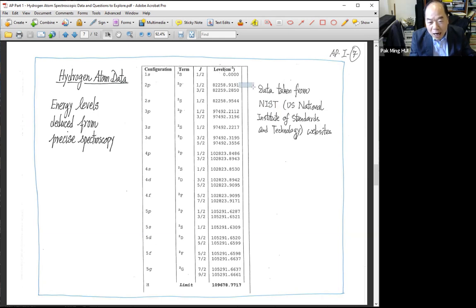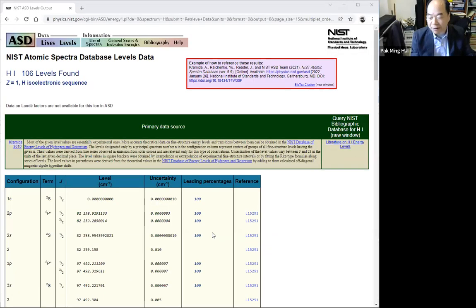There are 4 other decimal points here. So I would like to show you the website. So here you can Google NIST database, and then you get into a place called lines and levels of all the atoms. I just typed in hydrogen, and this is what I found.